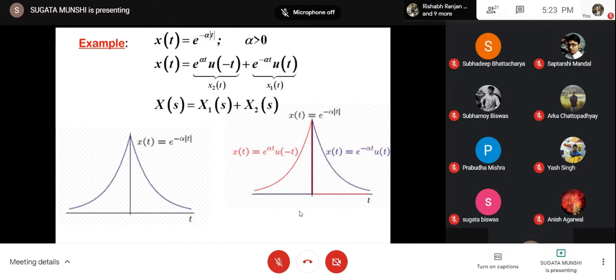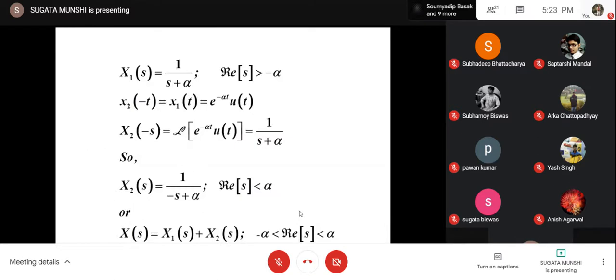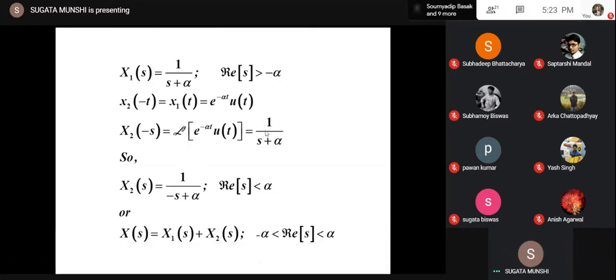Right? So that should be 1 by minus s plus alpha, no? Right, that's true. Then you have to convert it back to x2s by inverting the sign of s. Just see here. X2s is, oh sorry, this is s plus alpha and this is minus s plus alpha. X2s is minus s plus alpha.